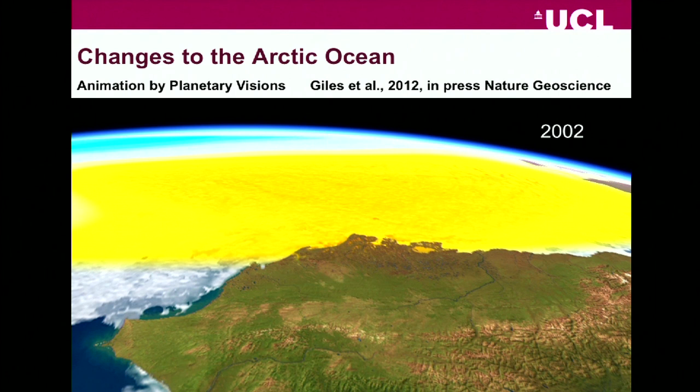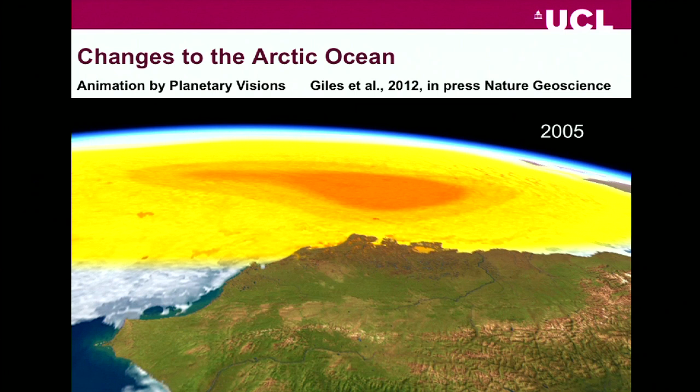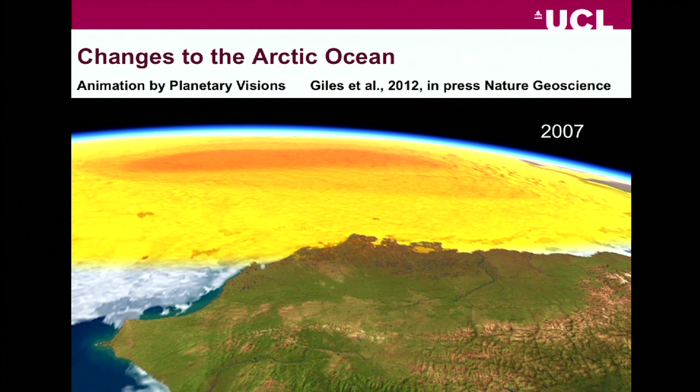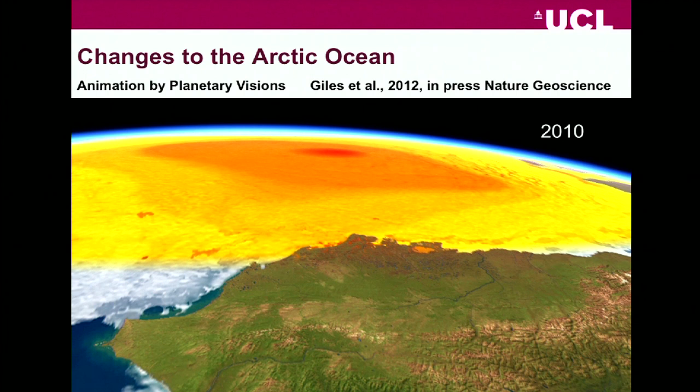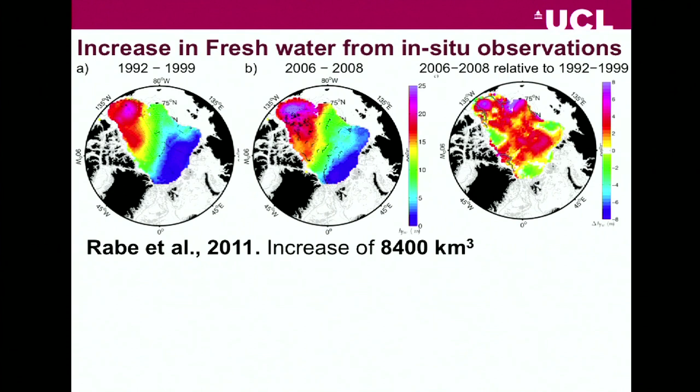Now, this is a video that's been made using our data. The reds mean that the sea surface height is getting higher. And we were looking at data between 1995 and 2010. And what we could see is the sea surface height getting higher and higher. This area is in the Western Arctic, that area I pointed out to you earlier, where you get the largest storage of fresh water. So obviously, after seeing this in our data, we wanted to find out what was going on. So our first port of call was to have a look in the literature and see what other people had been observing.